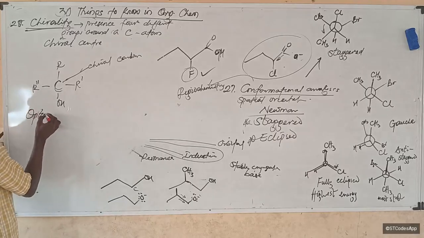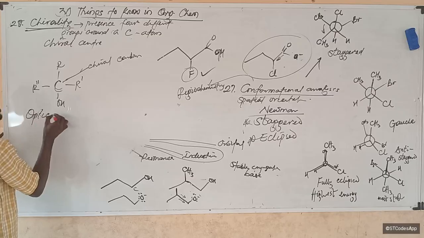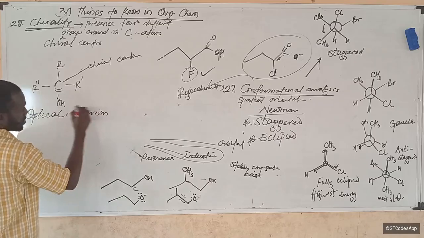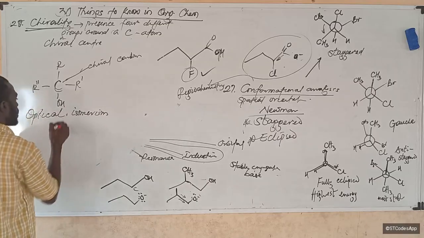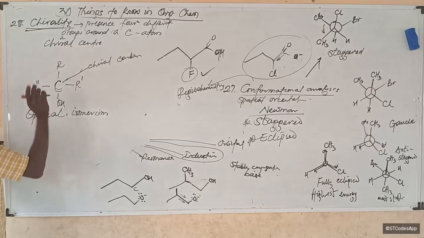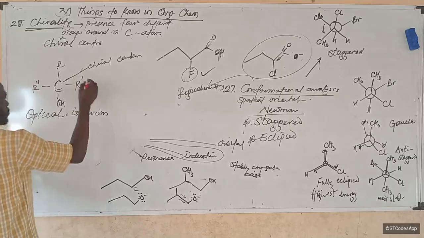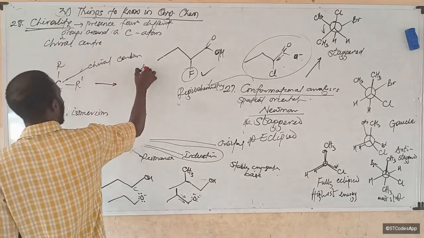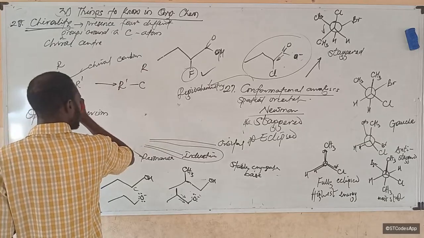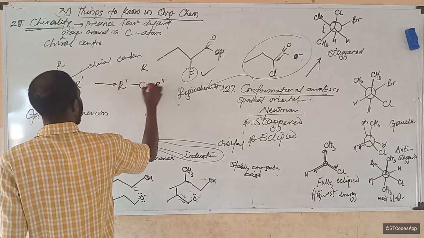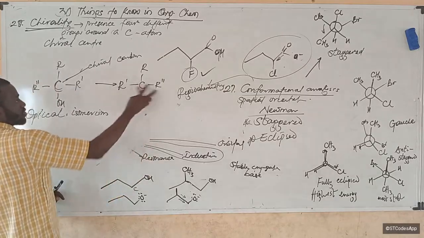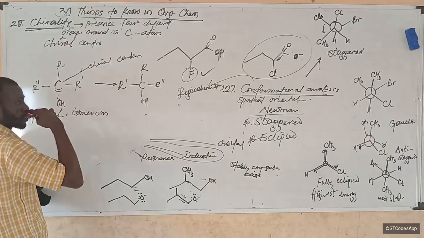It's going to have optical isomerism. So you have to understand what isomerism is. Optical isomerism is just that this molecule is going to have another molecule that is a mirror image of itself. So there is going to be another molecule where this R will look like it were here, and the OH is here. You see that these are mirror images of each other, right?